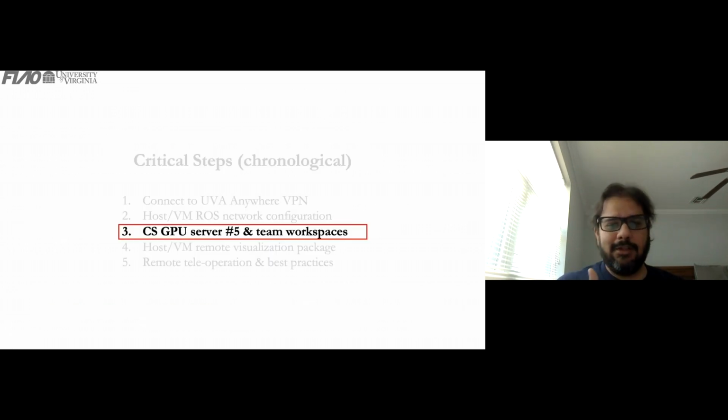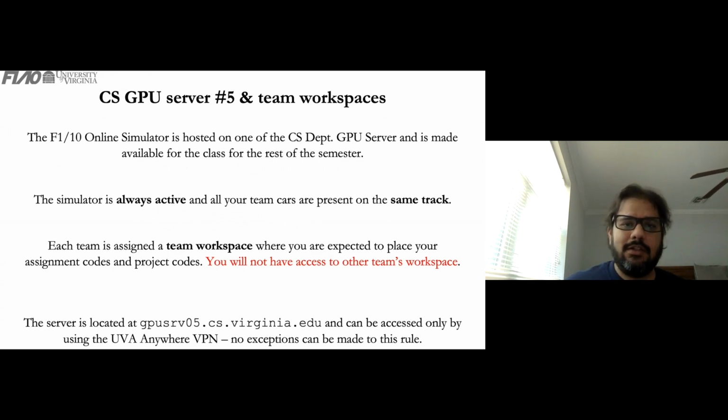All right, so we connected to the VPN and we were able to configure our bashrc file. Let me actually talk a little bit now. This is not really an instruction per se, but I'm going to talk a little bit about what's happening on the server and how we are managing different teams. The simulator is being hosted on one of the computer science department's GPU servers. Ideally, the server is always on and the simulator is always running. Sometimes servers do get power cycled occasionally due to some power interruption or some network issues.